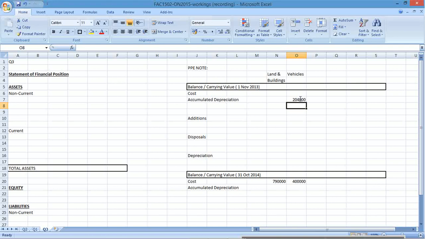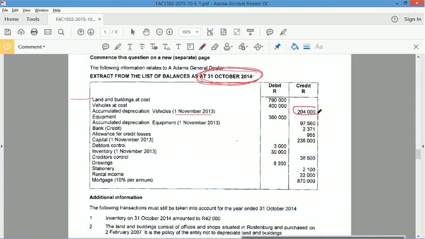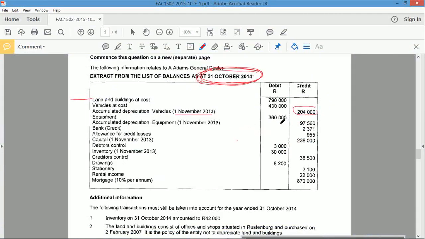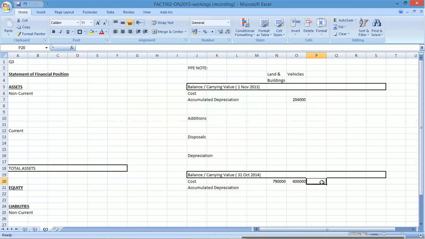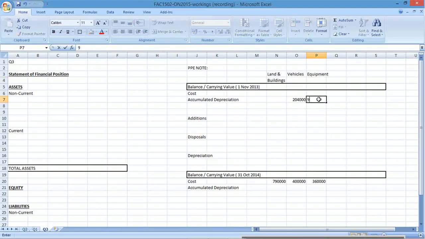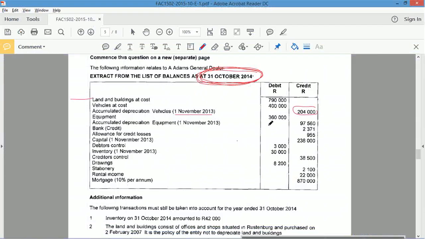Okay, so 1st November 2013, 204 there. Equipment, 360. 360 is end of the year. Equipment. Alright, and 97560. 97560 is beginning of the year.